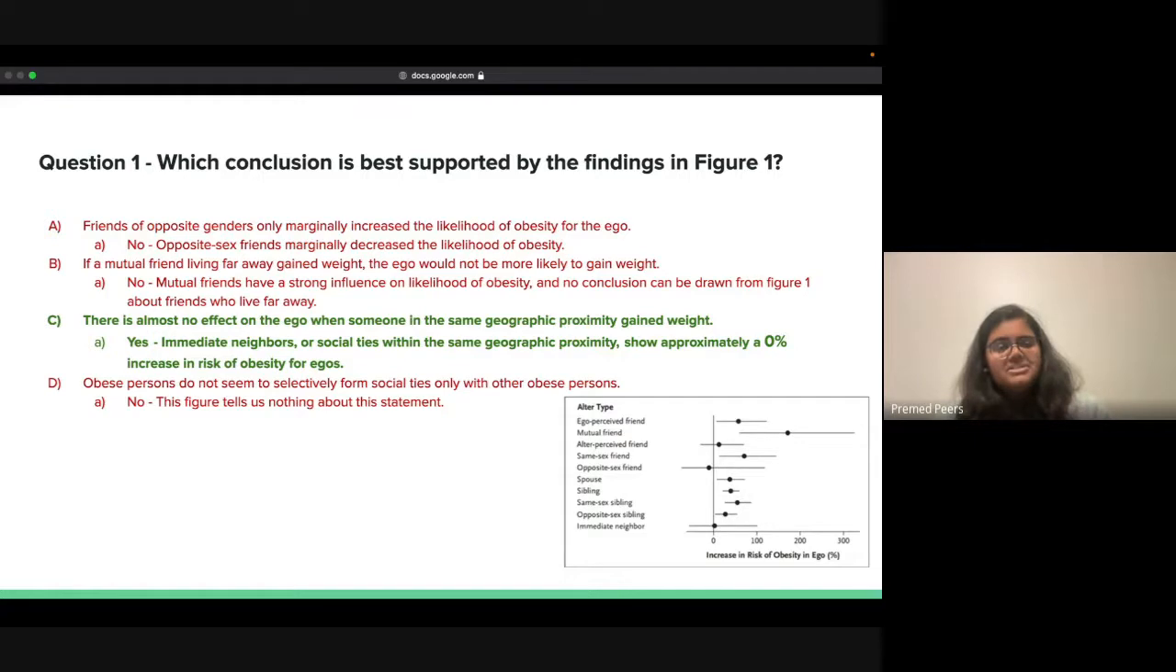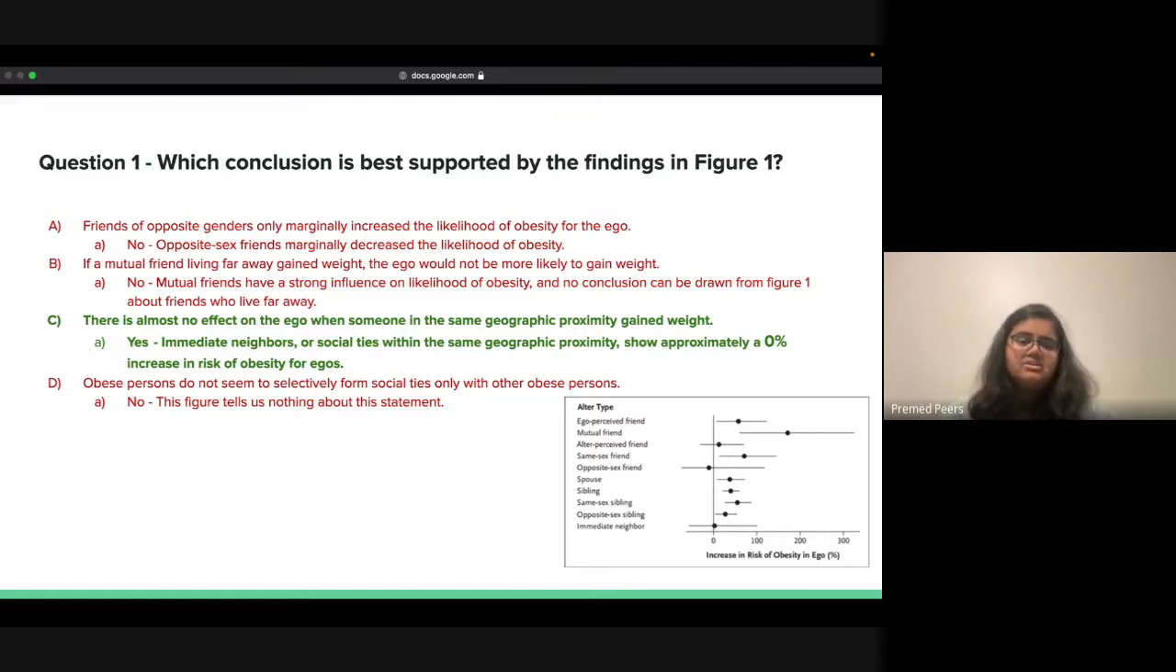So A, friends of opposite genders only marginally increase the likelihood of obesity for the ego. And so we look at the figure, and actually opposite sex friends marginally decreased the likelihood of obesity, not increased. B, if a mutual friend living far away gained weight, the ego would not be more likely to gain weight. So that's not correct either, because mutual friends have a strong influence on the likelihood of obesity, and there isn't really a conclusion that can be drawn about this specifically from figure 1 about friends who live far away.